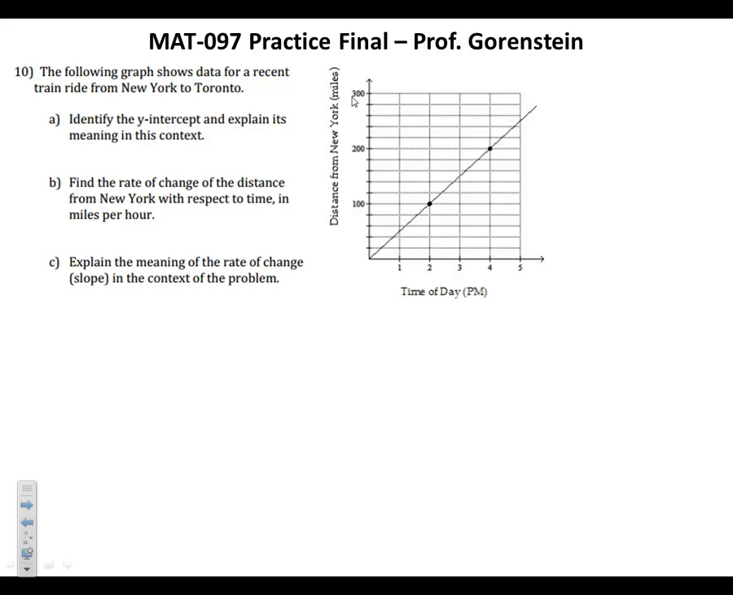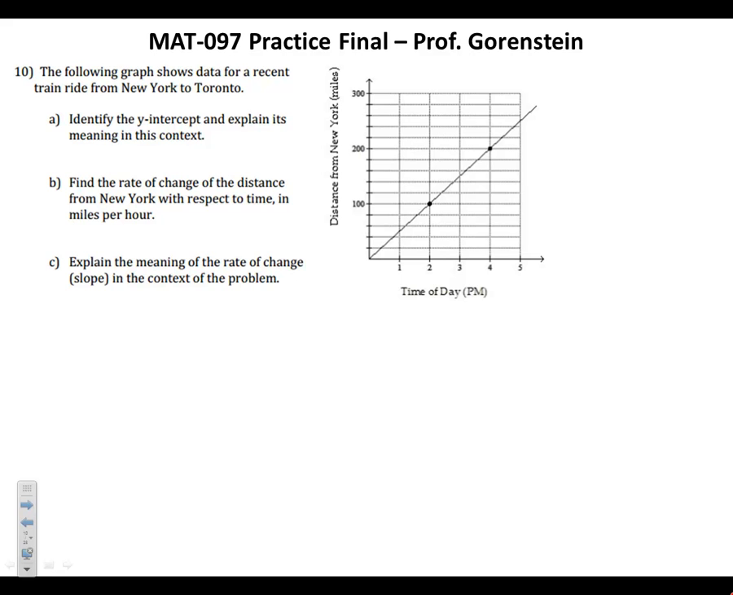In problem 10, we're given a graph, and this particular graph represents the relationship between the time in PM versus the distance traveled. So part A, identify the y-intercept and explain its meaning in this context.